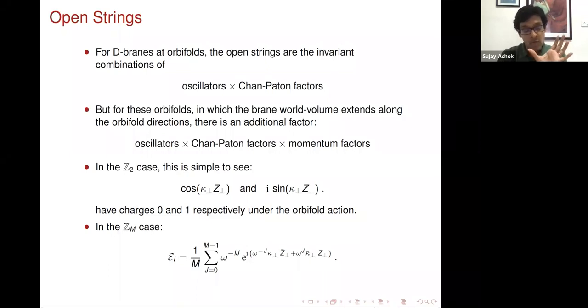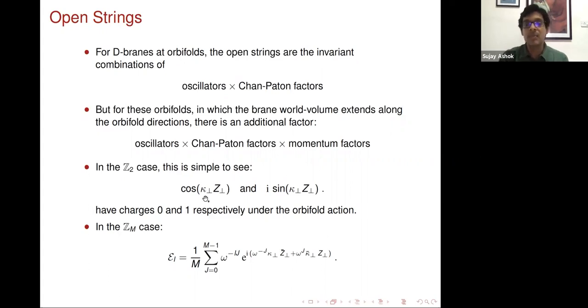when you write it, so if you just had the fractional branes transverse to the orbifold, the open strings that are left in the spectrum are invariant combinations of the oscillator modes and the Chan-Paton factors. And then you look at the combined charges of these two under the orbifold action, and you keep those that are invariant. But now, from what I just said, because I have momentum modes along these perpendicular K-perp directions that are along the D brane and also along the orbifold, these factors also have non-trivial orbifold charges. So what happens is that you have to project on a product of oscillators, Chan-Paton factors, and momentum factors.